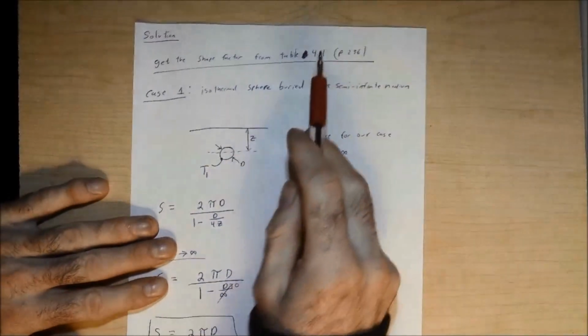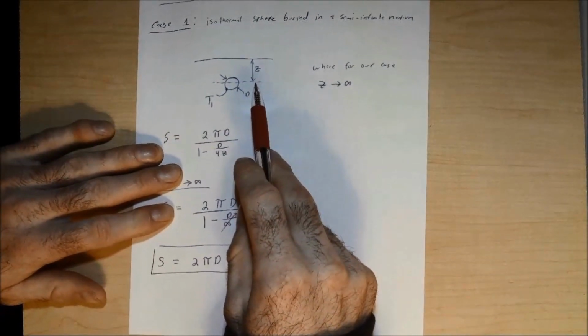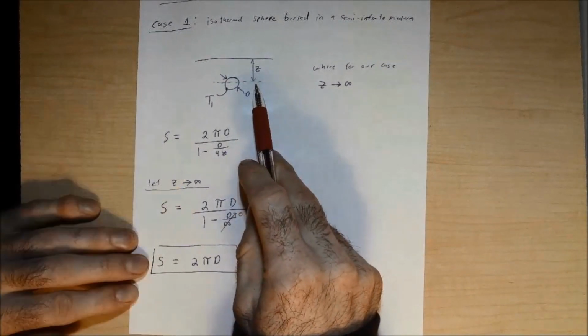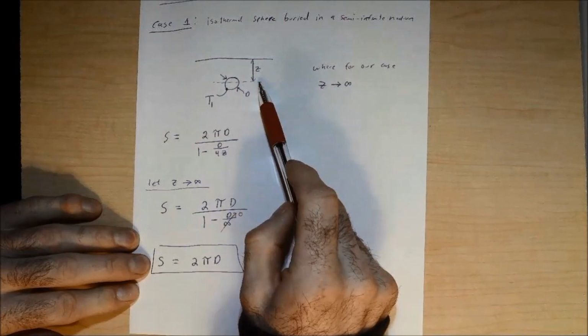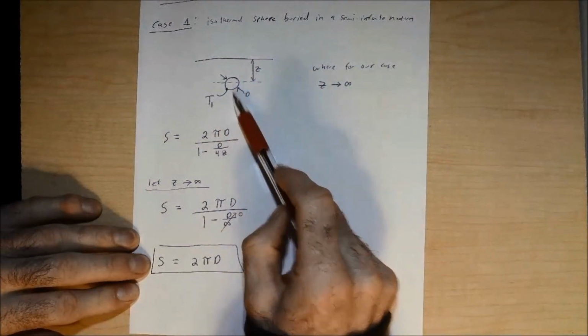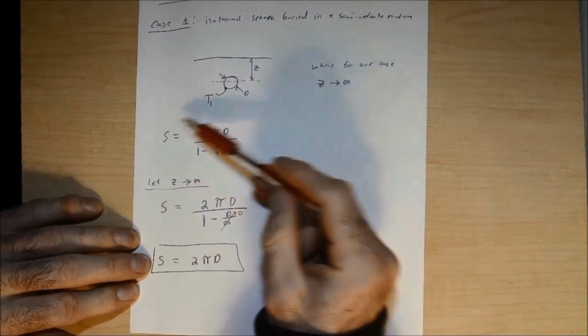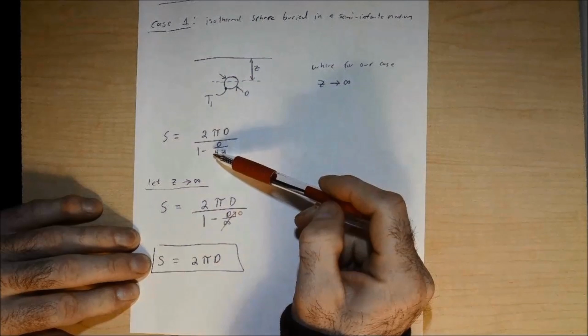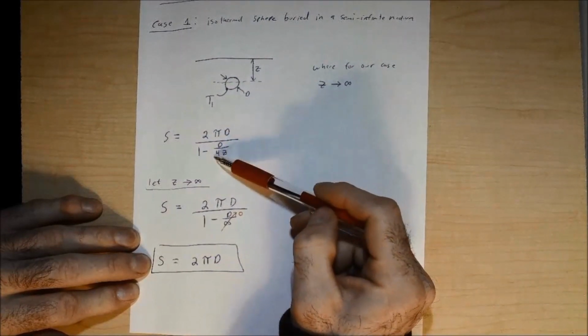So now that we've gone to table 4.1 and taken a look at case 1, which relates to our particular application for the sphere and our problem here, we saw this diagram here that I've redrawn. And we know that for our case, z is going to approach infinity. So again, there's our temperature of the sphere, diameter, our depth here. This was our shape factor equation that we were taking right from table 4.1, 2 pi d over 1 minus d over 4z.